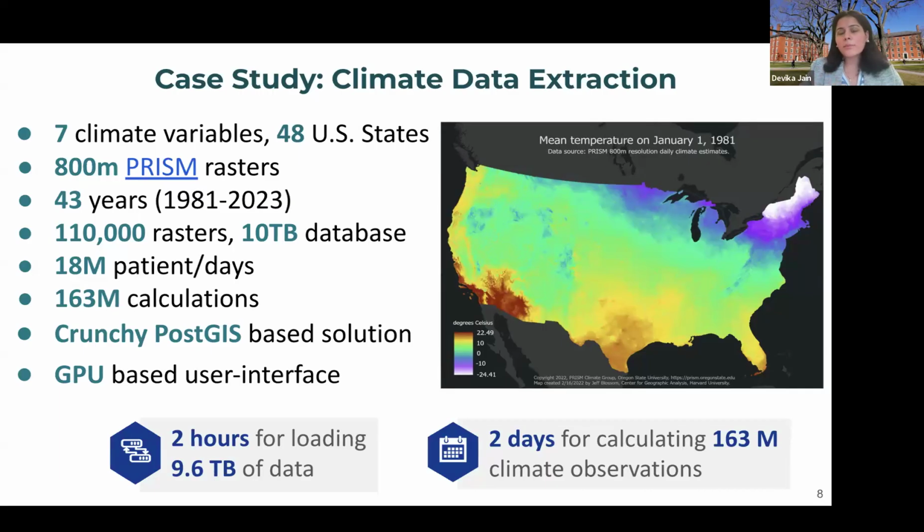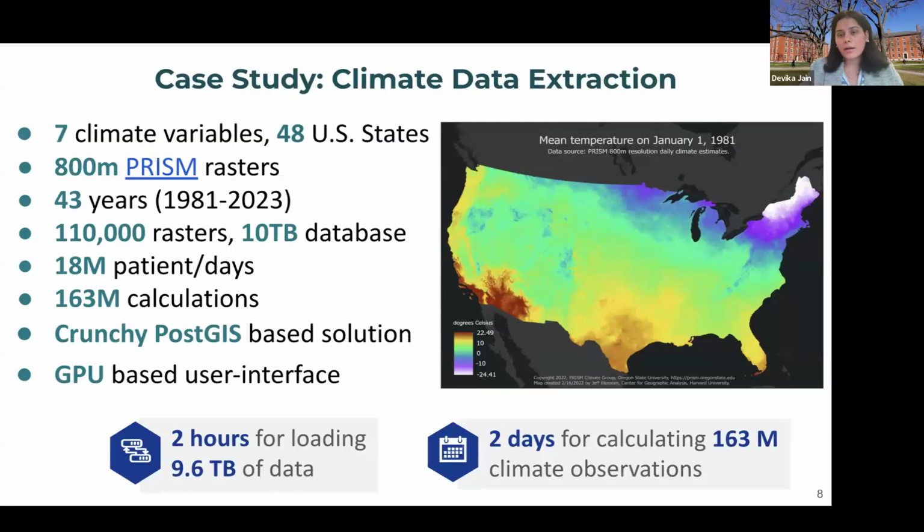This particular project is a use case from Harvard Medical School, where the researchers were trying to extract climate information for 7 climate variables across the United States on an 800-meter raster, that is a fine resolution raster, for 43 years of data. In total, they wanted to extract information from around 100,000 rasters, about 10 terabytes of data to process. And they wanted to analyze the climate variables at address level. So for every patient point, you analyze all the 7 climate variables. This resulted in the end in 163 million calculations at address level. It's a very fine-grained spatial analysis.